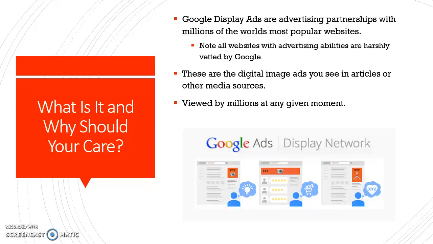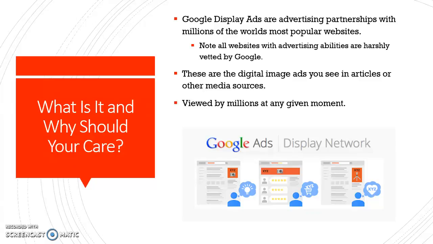One thing to note is that all these websites that have advertising abilities on them are harshly vetted by Google, meaning that your ads aren't going to post on any inappropriate websites, any negative websites, racial kind of stuff, some of that nasty stuff that's on the internet. Your ads will not appear on those websites because Google takes the necessary responsibilities and steps to make sure that they're not showing that. With that, these are digital image ads that you see in articles and other media sources.